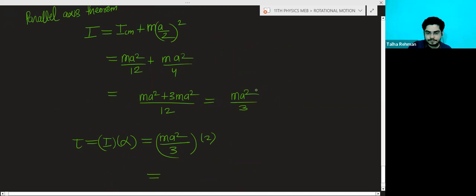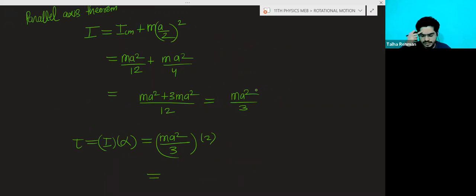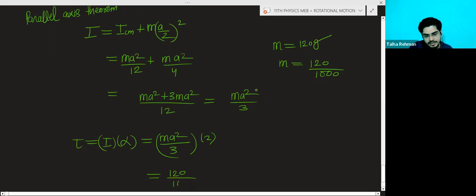Mass is 120 gram. In 1 kilogram there are 1000 gram, and we will use kilogram because kilogram is the SI unit of mass. So if mass is given as 120 gram, we will convert this mass into kilogram: 120 divided by 1000. So 120 divided by 1000 you will write, and a square. What is a here?